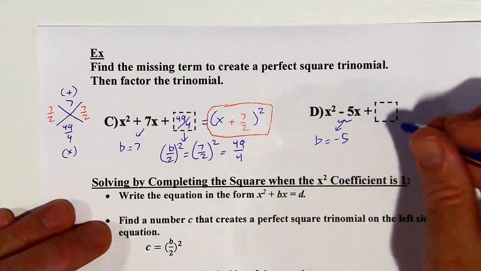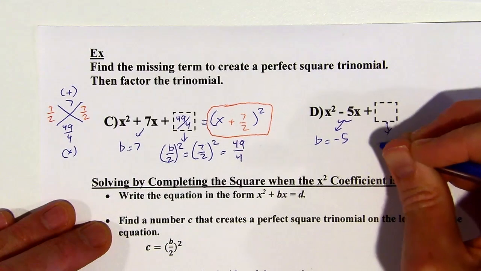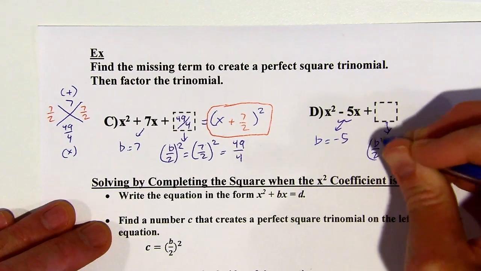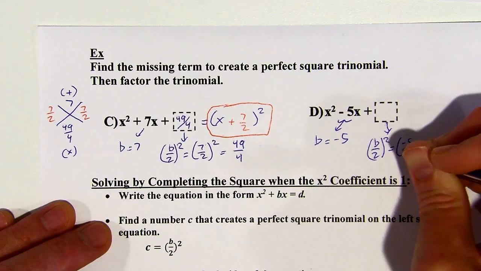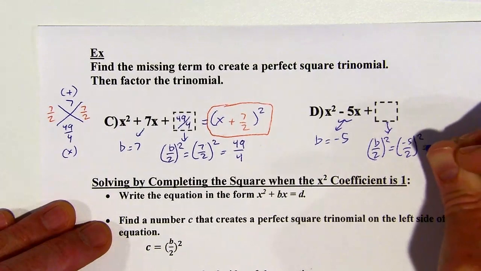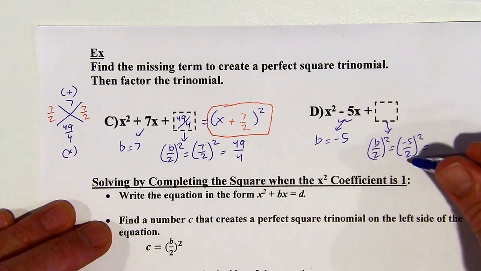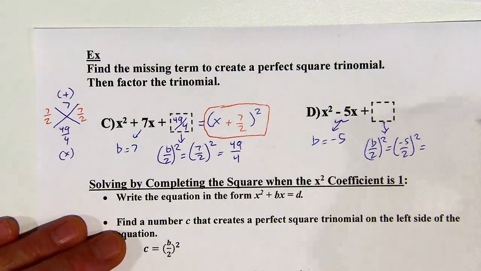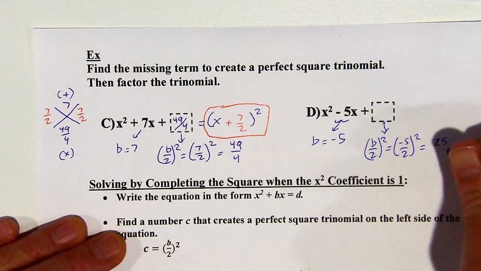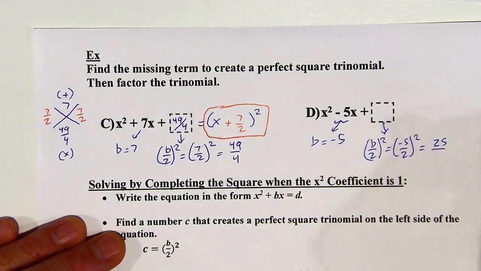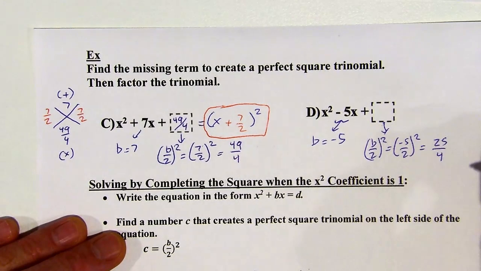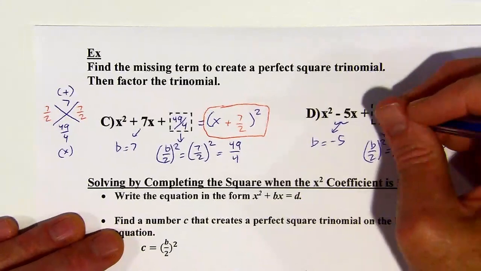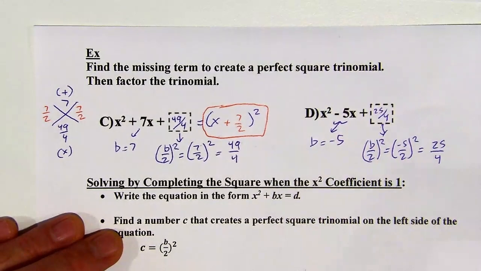b is -5. So I'm going to do b over 2 squared. That means -5 over 2 squared. Okay, and a negative times a negative, -5/2 times -5/2, that'll come out positive. So -5 times -5 would be 25, and then 2 times 2 would be 4. Okay, so 25/4 is the mystery number.